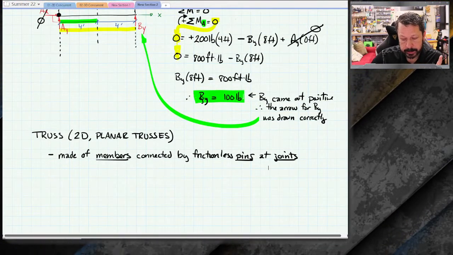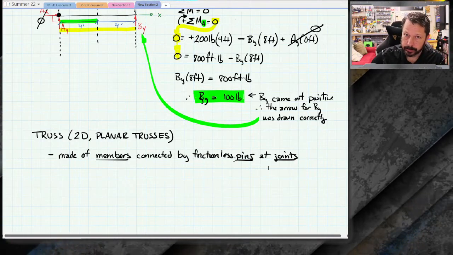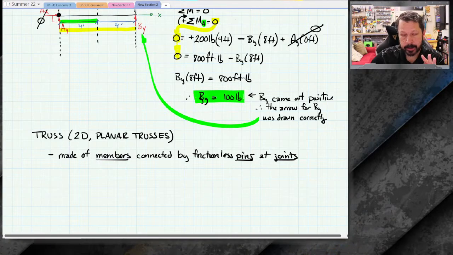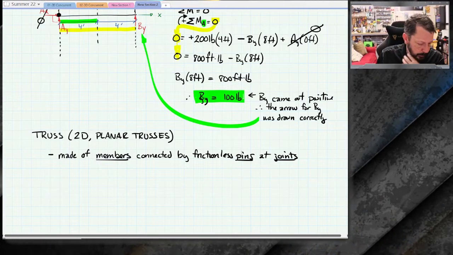And those members are connected by frictionless pins. In the real world, they're not, but we model them like they're connected at frictionless pins, and then we call that connection point a joint.